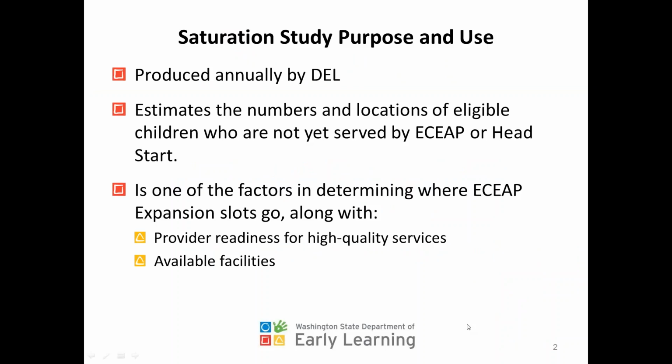The Saturation Study is produced annually by the Department of Early Learning, or DEL, to estimate the numbers and locations of eligible children who are not yet served by ECAP or Head Start. The study builds on the ECAP caseload forecast, which estimates the eligible children statewide. The study was released on March 6th to the Department of Early Learning's ECAP webpage, and I'll show you that URL at the end of this presentation.